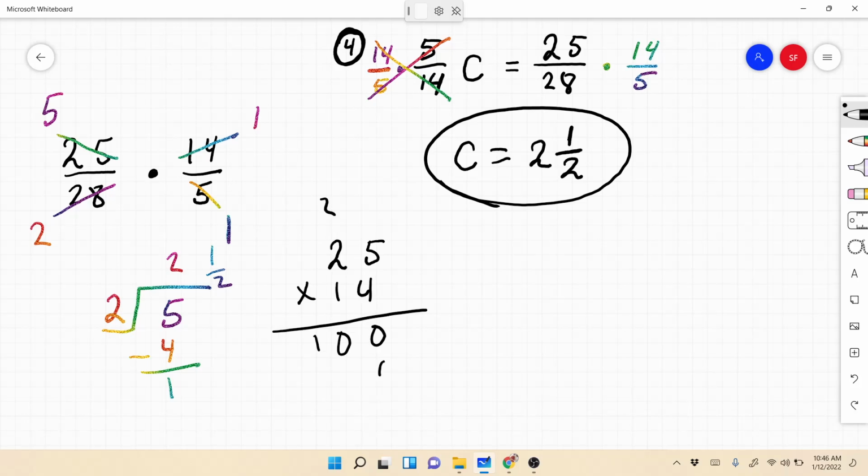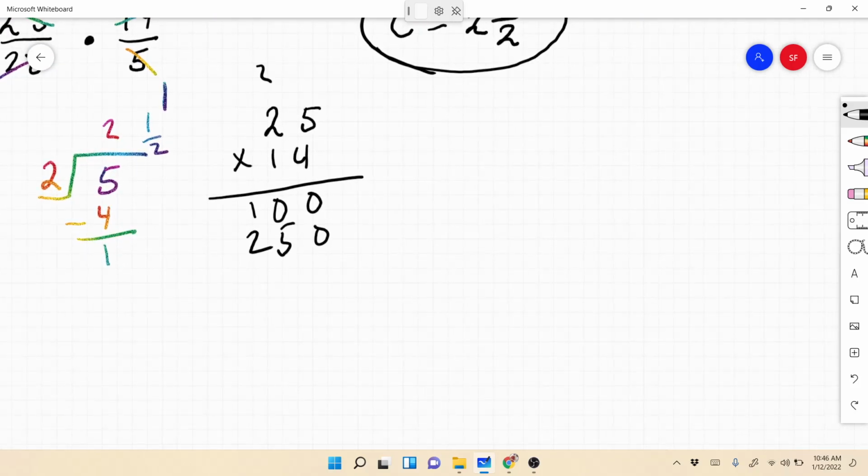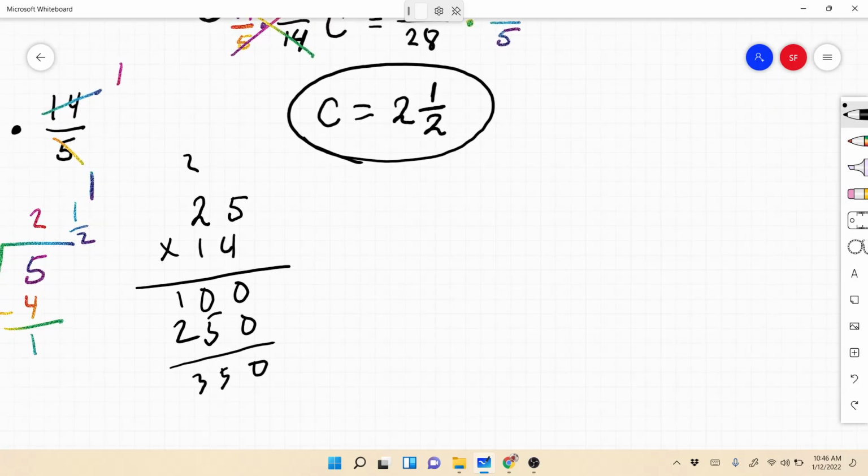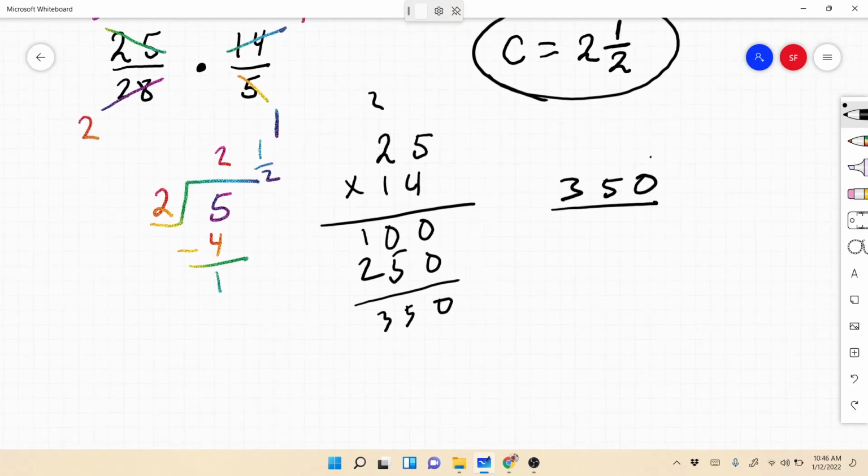Do you flip over the 25 28s or no? No. You only flip the second. Eight times 5 is 40.